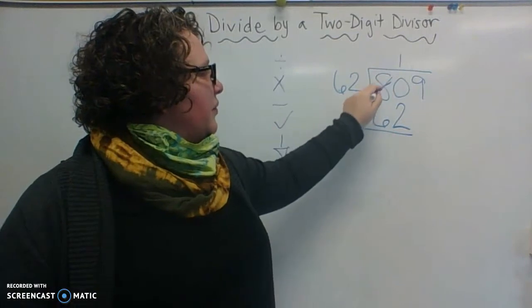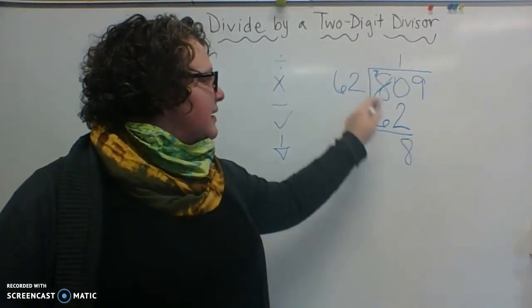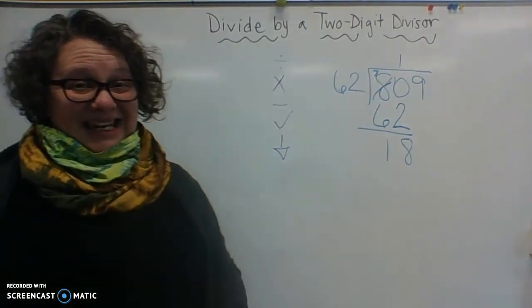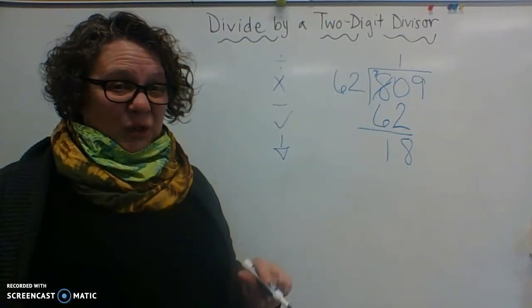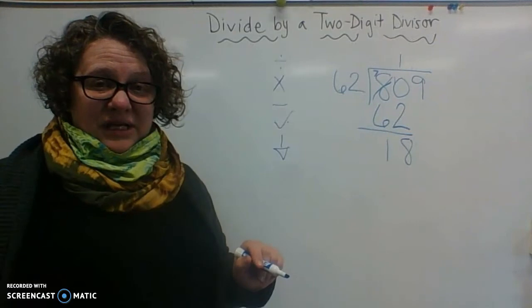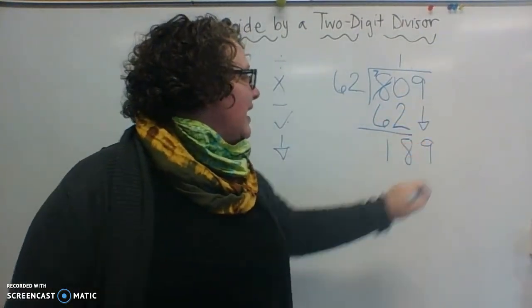And I'm going to borrow. 10 minus 2 is 8. 7 minus 6 is 1. Okay. So now I have 18. Is 18 less than 62? That's my check. And yes, it is less than 62. So I'm going to drop down that 9. And now I have 189.